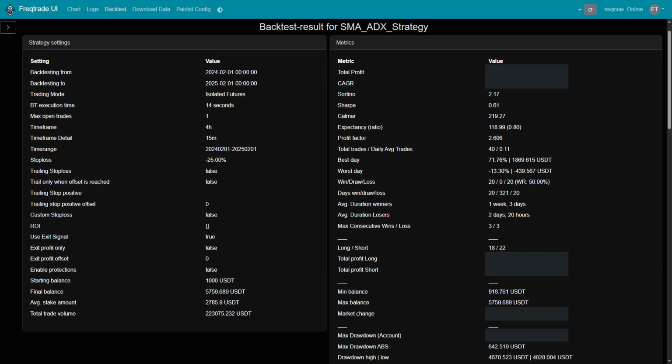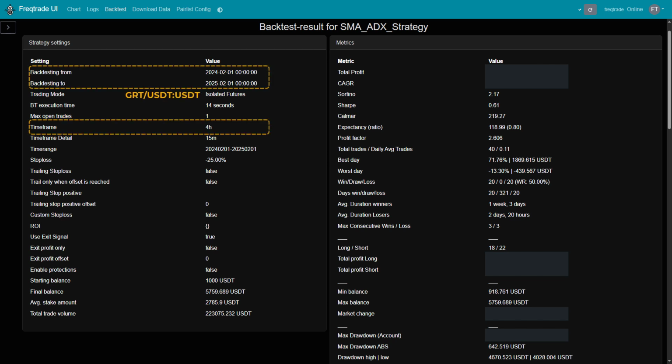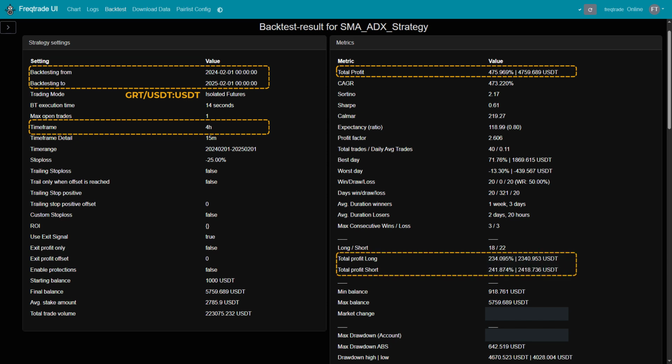All right, now let's dive into the backtesting results for our strategy. We tested it on GRT perpetual futures using a 4-hour time frame over 1 full year, and here's how it performed. Total profit, a solid 475% return. Long positions contributed an impressive 234%. Short positions added another 241% to the total. Market change, minus 1% over the same period.